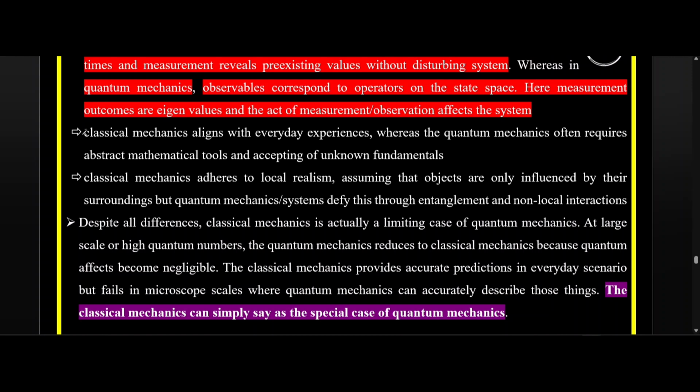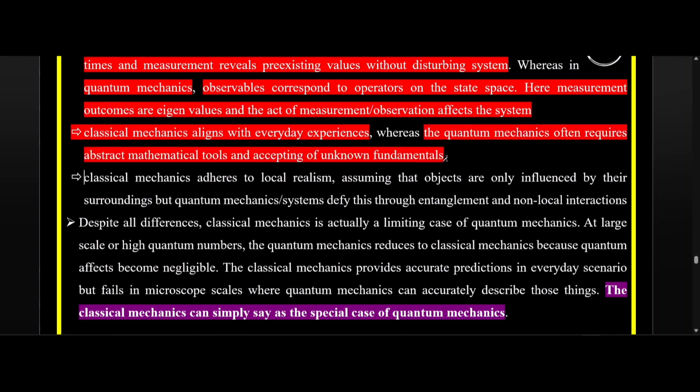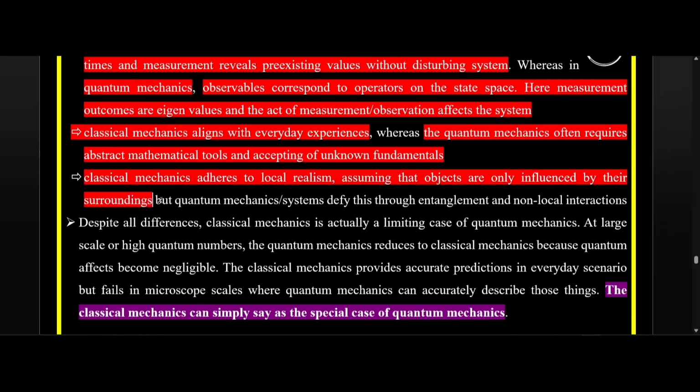So moving to the fourth point, classical mechanics aligns with everyday experiences, whereas quantum mechanics often requires abstract mathematical tools and accepting unknown fundamentals. Classical mechanics is applied in our day-to-day life, but quantum mechanics is not so often related to our day-to-day life. Classical mechanics adheres to local realism, assuming that objects are only influenced by their surroundings. But quantum systems defy this through entanglement and non-local interactions.